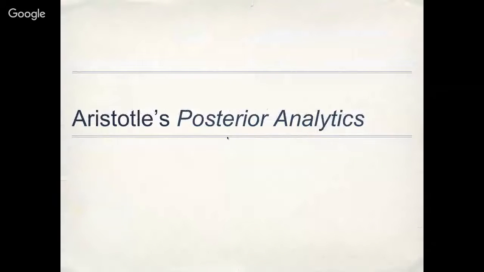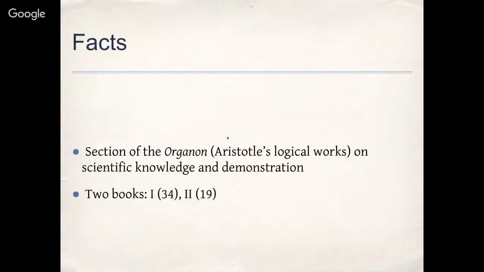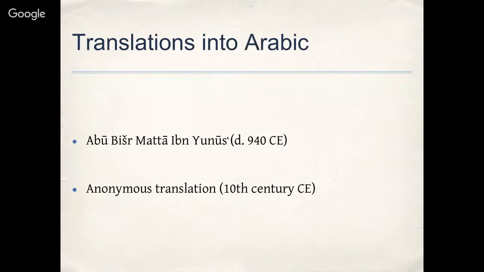I will just now move to the third part and quickly go through a couple of examples. The text that I chose, because I'm very interested in it, is the Posterior Analytics, which is a section of the Organon, the set of Aristotle's logical works, which covers the topic of what scientific knowledge is and what demonstration is. It consists of 2 books. The first one is in 34 chapters, and the second one is in 19 chapters.